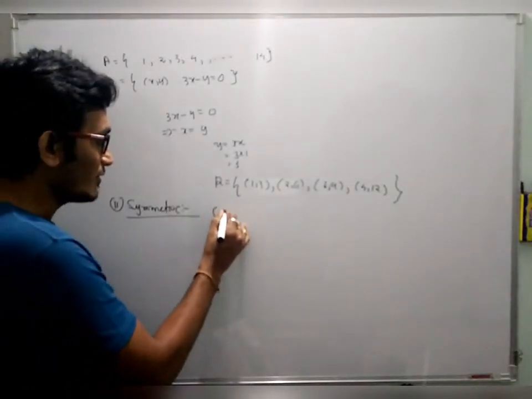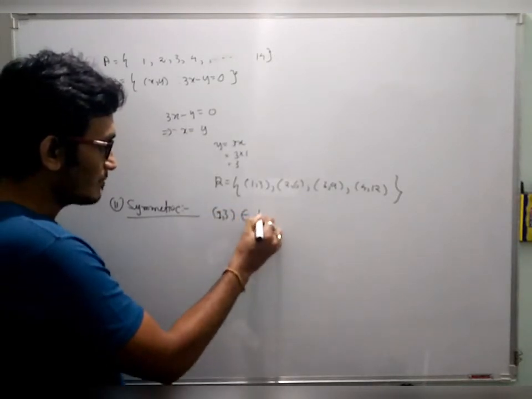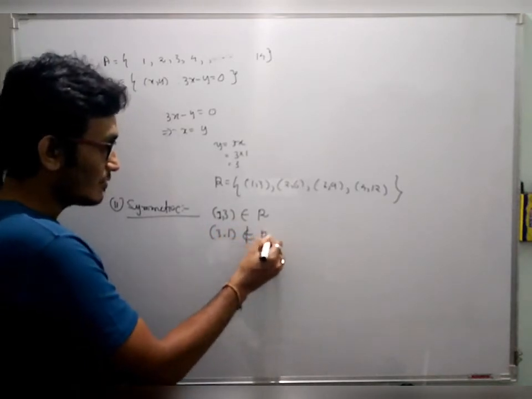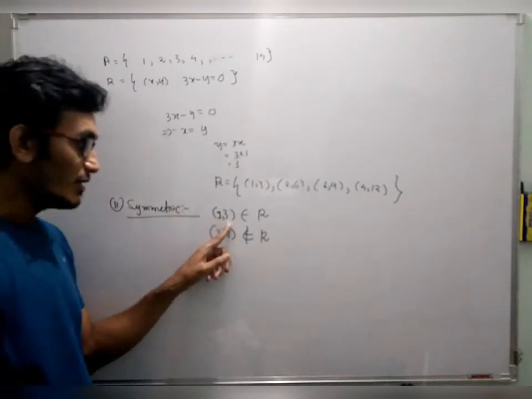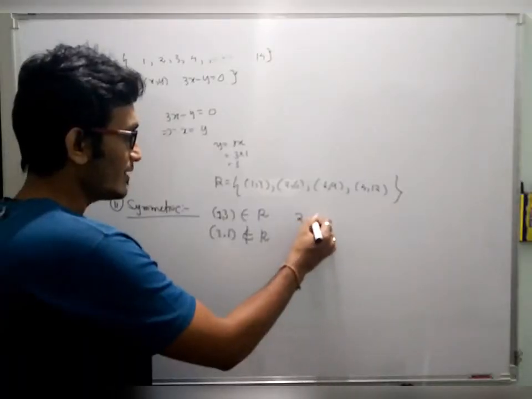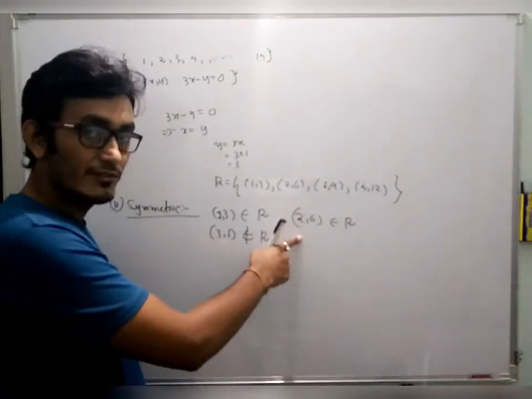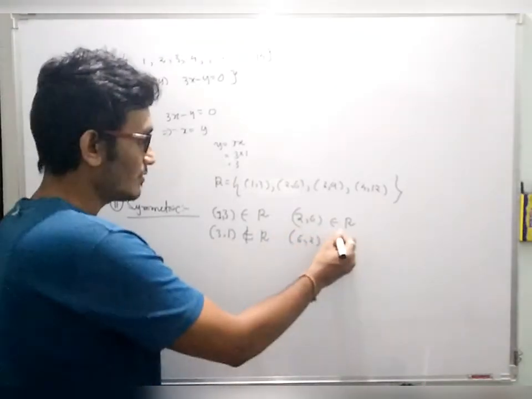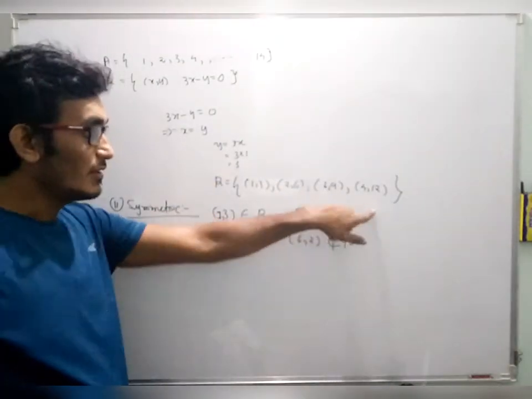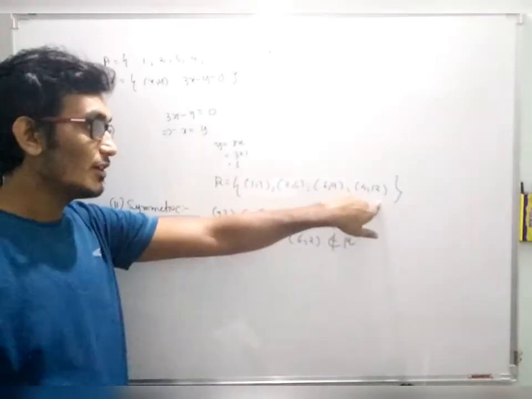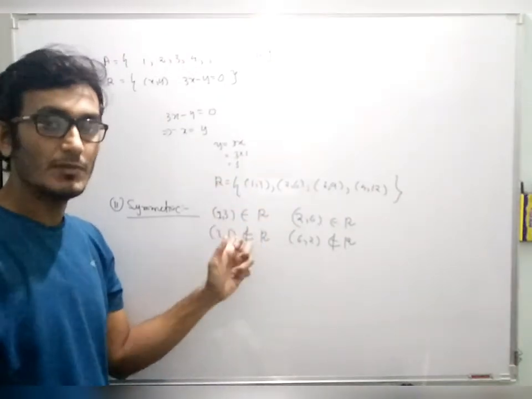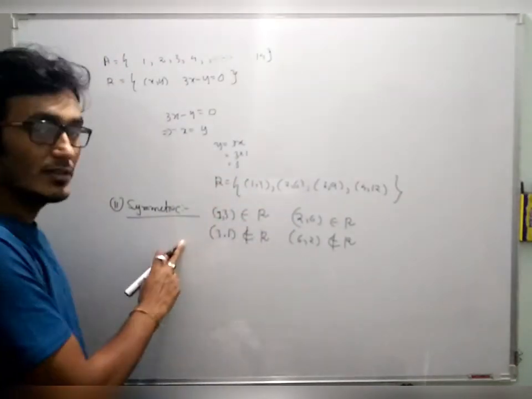So here 1,3 is present in R, but its reverse ordered pair 3,1 is not present. Similarly, 2,6 is present, but 6,2 is not present. Similarly for 3,9, 9,3 is not present, and for 4,12, 12,4 is not present. That means for every ordered pair in R, its reverse ordered pair is not present, so it is not a symmetric relation.